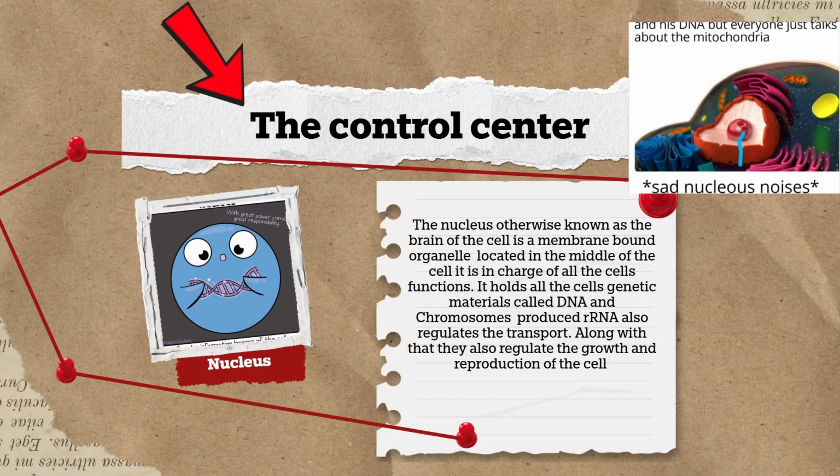The control center, the nucleus. It's like the brain of the organelle, and it's located in the middle of the cell, and it's in charge of everyone. It's like the big boss. It holds DNA. It regulates all the transport along with the growth and reproduction of the cells.